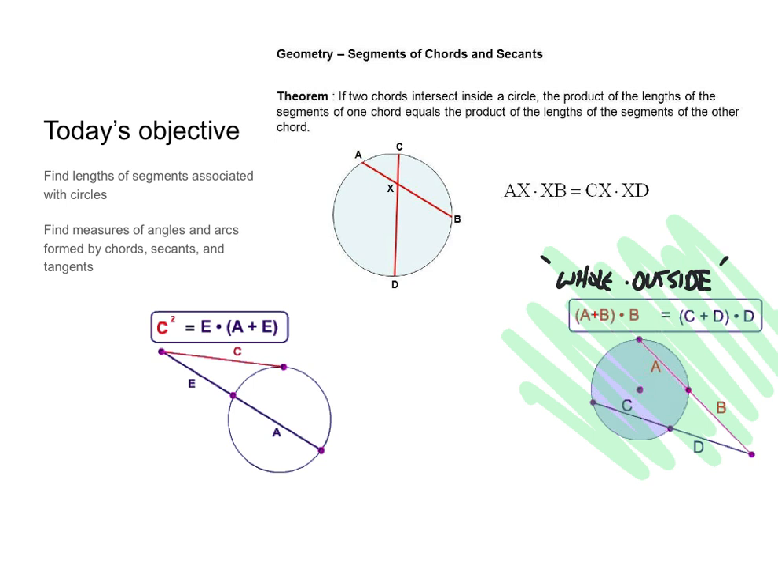Notice the secant that includes A and B. I first take A plus B, that's the whole thing, and then I take it times B, that's just the part outside. Notice I do the same thing with the other secant that includes C and D. I do C plus D, the whole thing, and then times the outside portion, which is D. Let's put this one into practice.